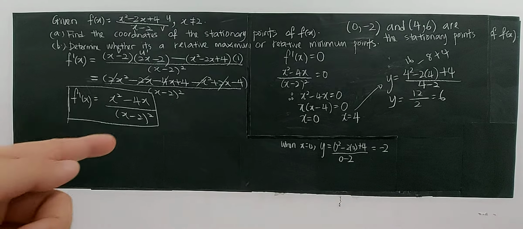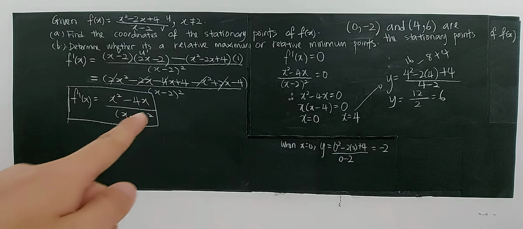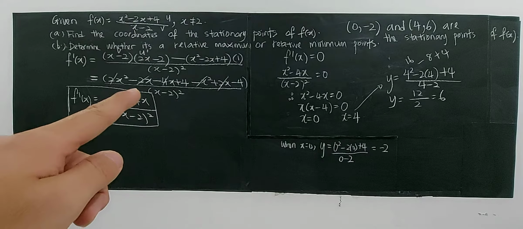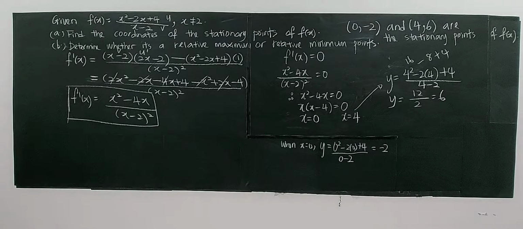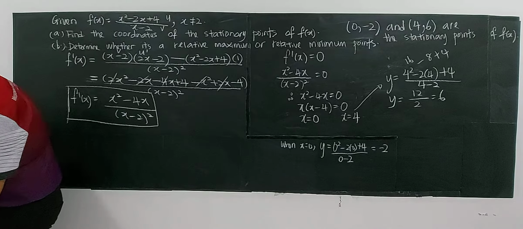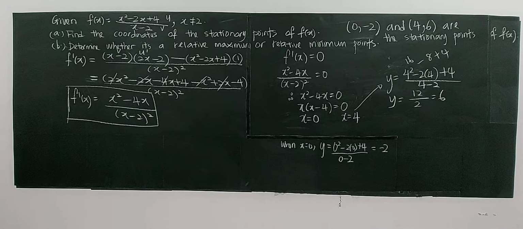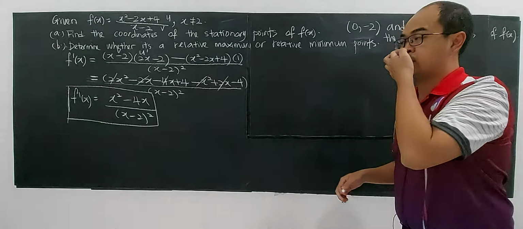For this case, if you apply the second derivative test, then you have to apply the quotient rule again. Maybe it will end up with something very complicated. So for me, I will try the first derivative test for this case. Alright, now I'm going to apply the first derivative test. You can choose the second derivative test if you want.